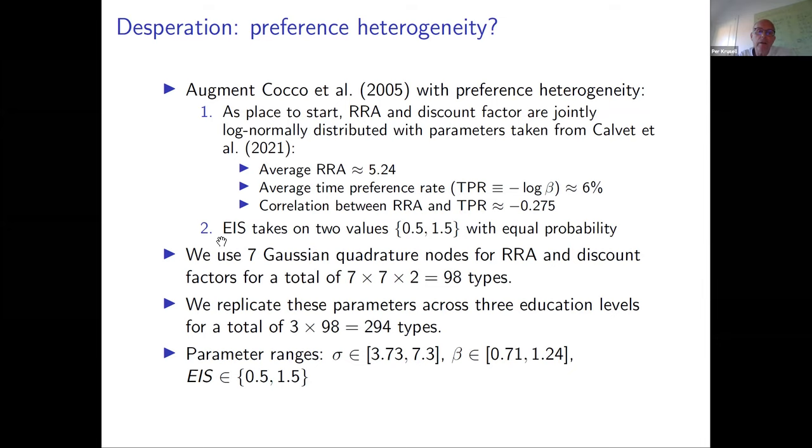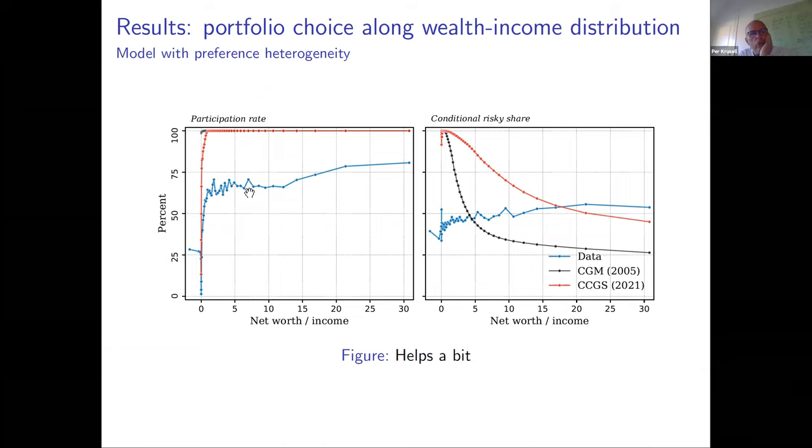we have Epstein-Zin in here. We didn't assume a log normal. We just assumed two values with equal mass on each one. And then we solved this model to see what it would give. This is the same type of graph as you saw before. We get the participation rate to do pretty much nothing, because we don't have costs of participating here.